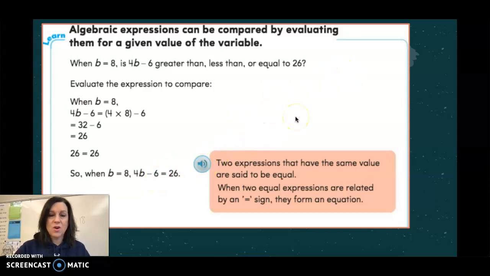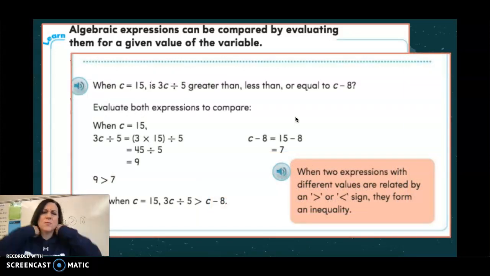Okay, so 2 expressions that have the same value are said to be equal. Remember what we said about the equal sign early on? When 2 equal expressions are related by an equal sign, they form an equation. Okay? Awesome.